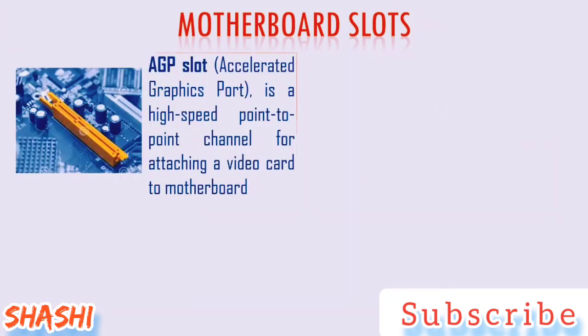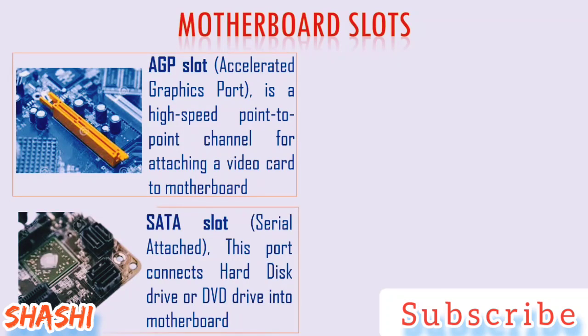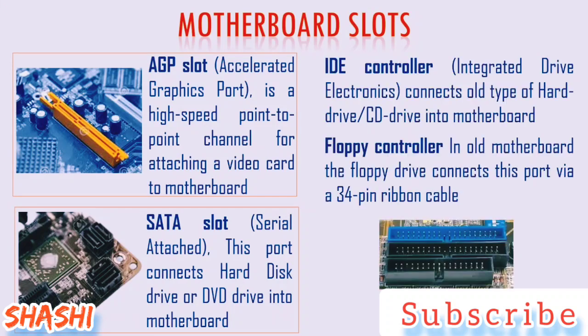AGP slot, accelerated graphics port, is a high-speed point-to-point channel for attaching a video card to the motherboard. SATA, serial ATA. This port connects a hard disk drive or DVD drive to the motherboard. IDE controller, integrated drive electronics, connects an old type of hard drive or CD drive to the motherboard. Floppy controller. In old motherboards the floppy drive connects to the computer via a 34-pin ribbon cable.